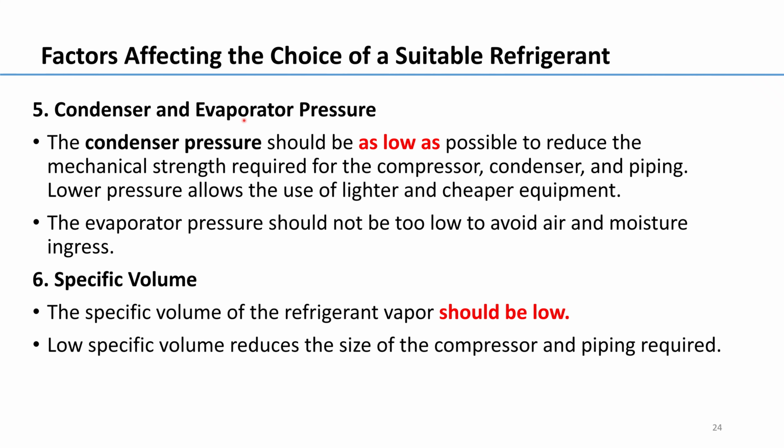Then condenser and evaporator pressure. The condenser pressure should be as low as possible to reduce the mechanical strength required for the compressor and condenser piping. Lower pressure allows the use of lighter and cheaper equipment. The evaporator pressure should not be too low, to avoid air and moisture ingress. Specific volume: the specific volume of the refrigerant should be low. Low specific volume reduces the size of compressor and piping required.